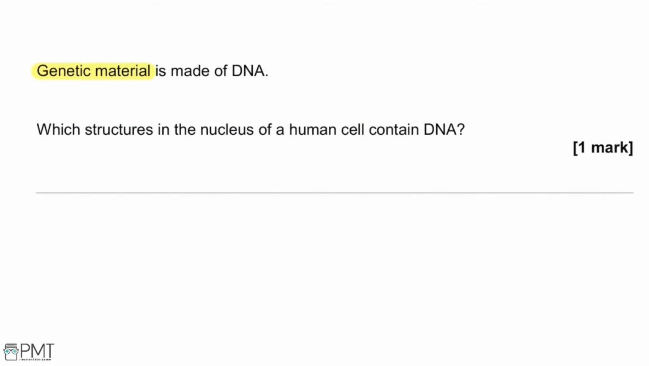Genetic material is made of DNA. Which structures in the nucleus of a human cell contain DNA? And the answer to this is chromosomes.